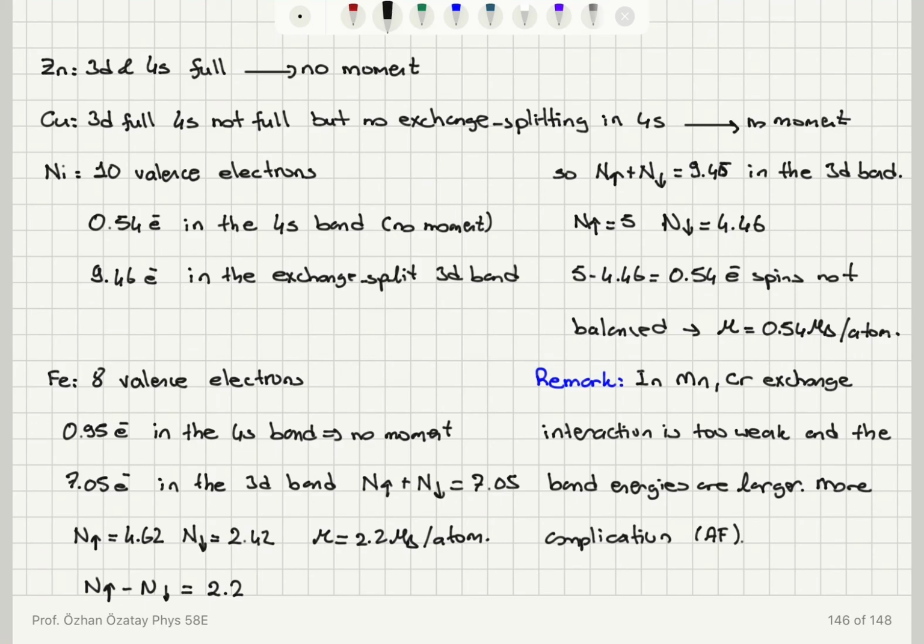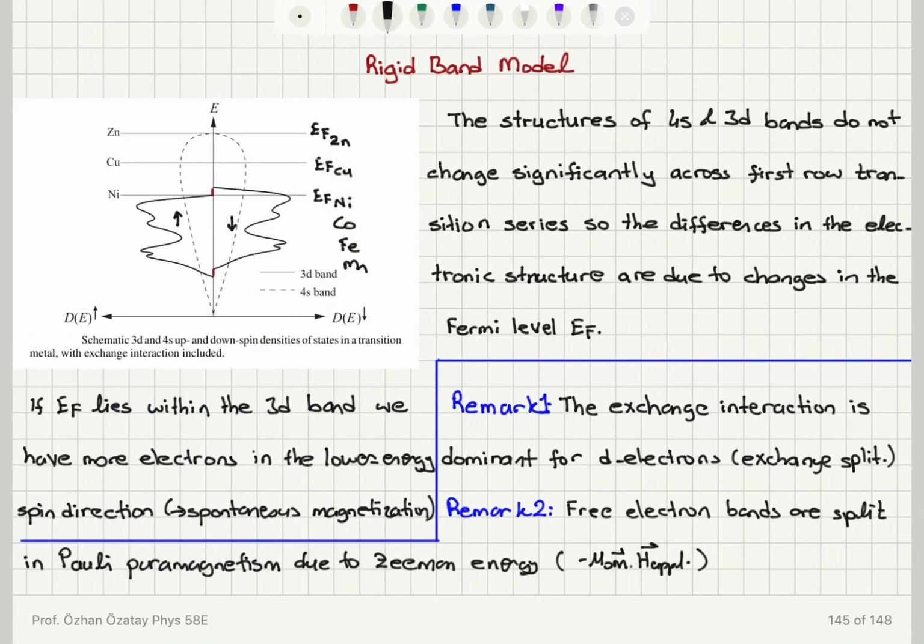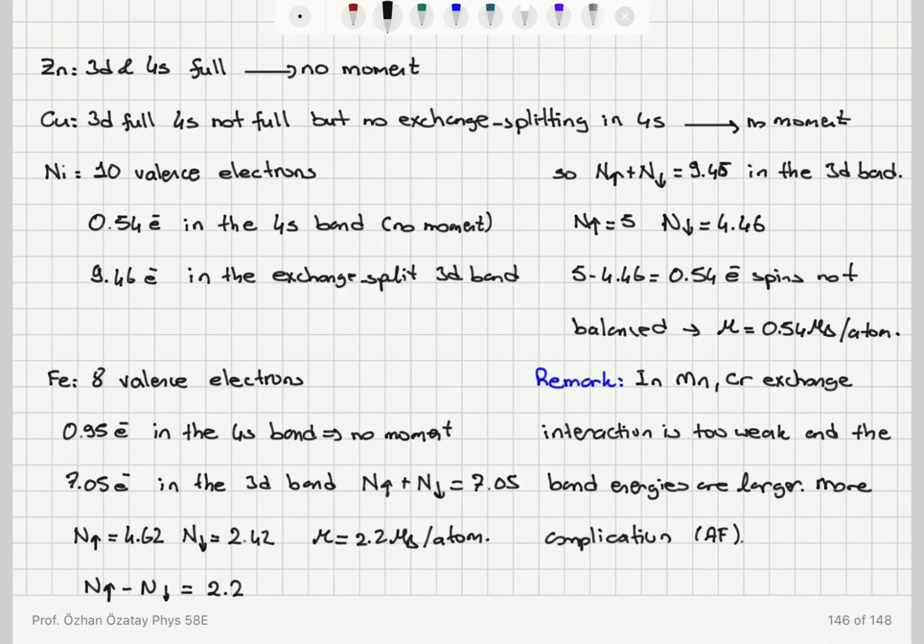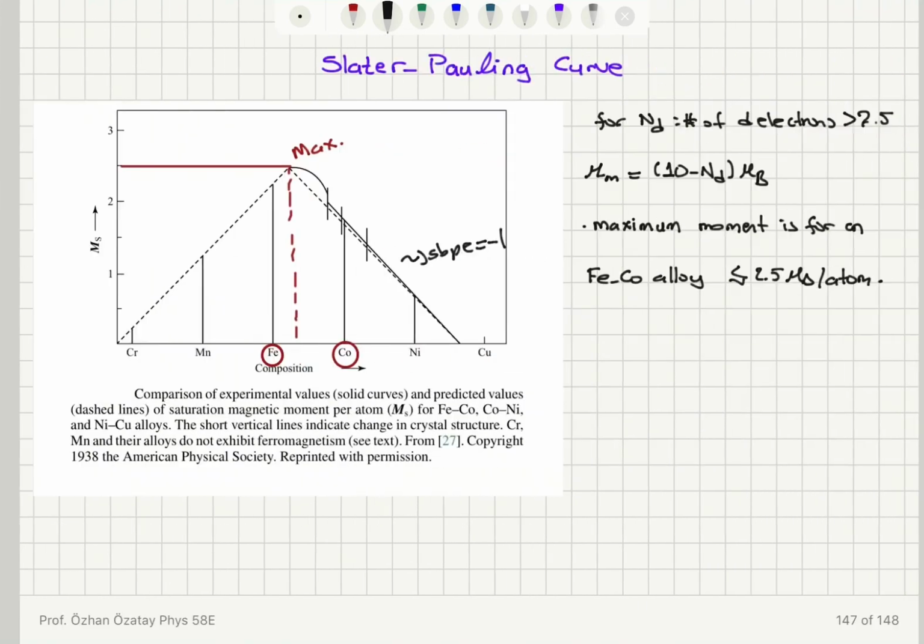This simple explanation does not work so well for manganese and chromium, where the rigid band model fails. There are significant changes in the energy bands, and the exchange interaction is weak and more complicated, and sometimes even antiferromagnetic alignment is preferred.